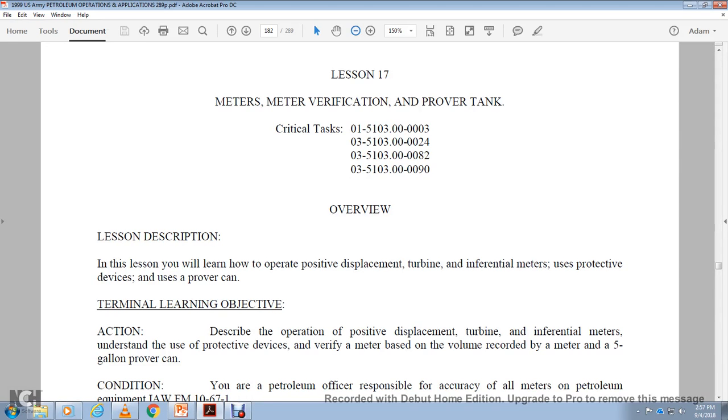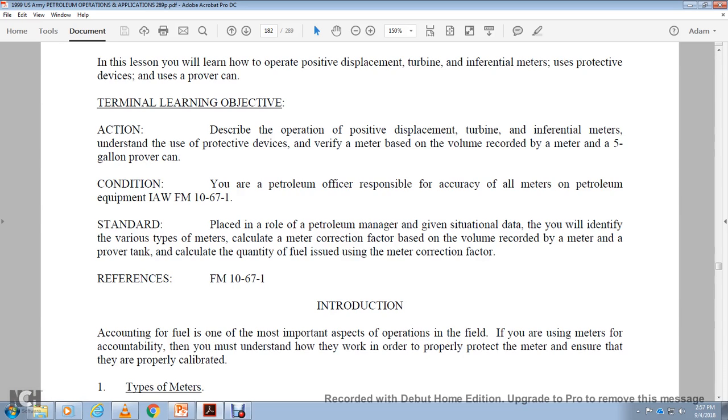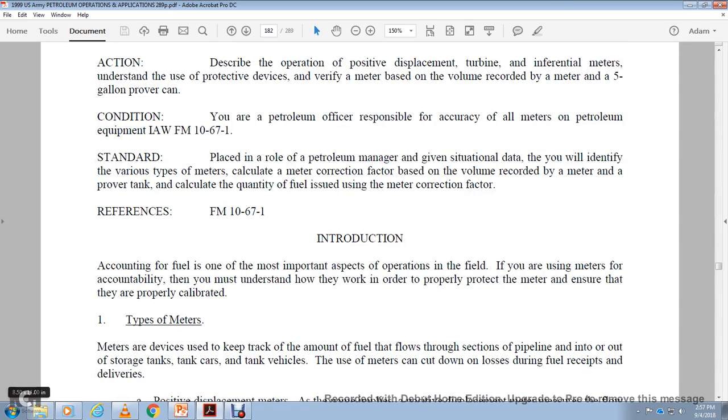Alright, lesson 17: meters, meter verification, prover tank. Introduction. Being accountable for the fuel is the most important aspect of field operation. To use meters accountably, you must understand how they work in order to select the particular meter and ensure the proper calibrated type of the meter.